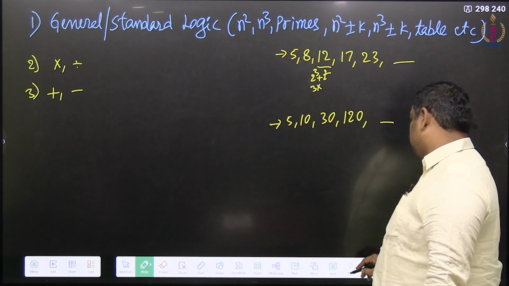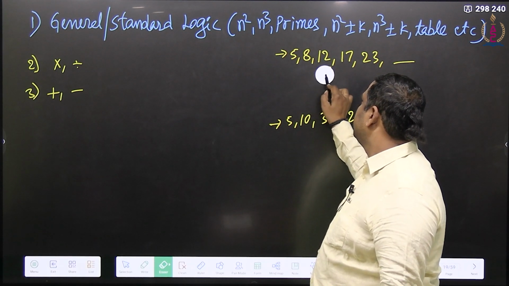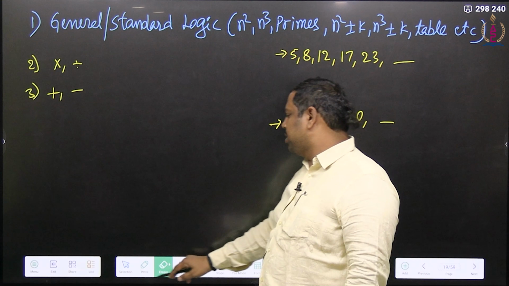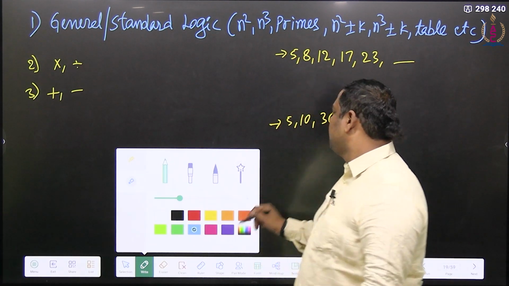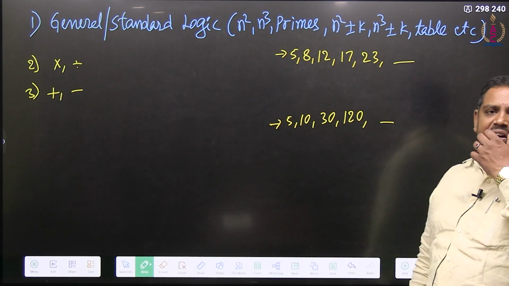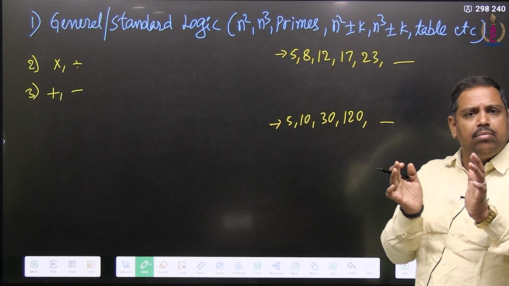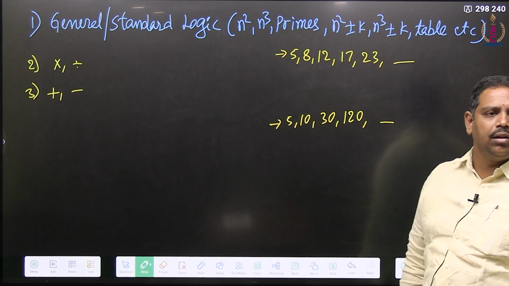Okay, since no general or standard logic is working, I'll go with addition, subtraction or multiplication, division. When I'm going for it, what I will observe is, what is the first number? 5. Last number is 23. Is the gap too high or less only? Less. Less means it is addition or subtraction in general.